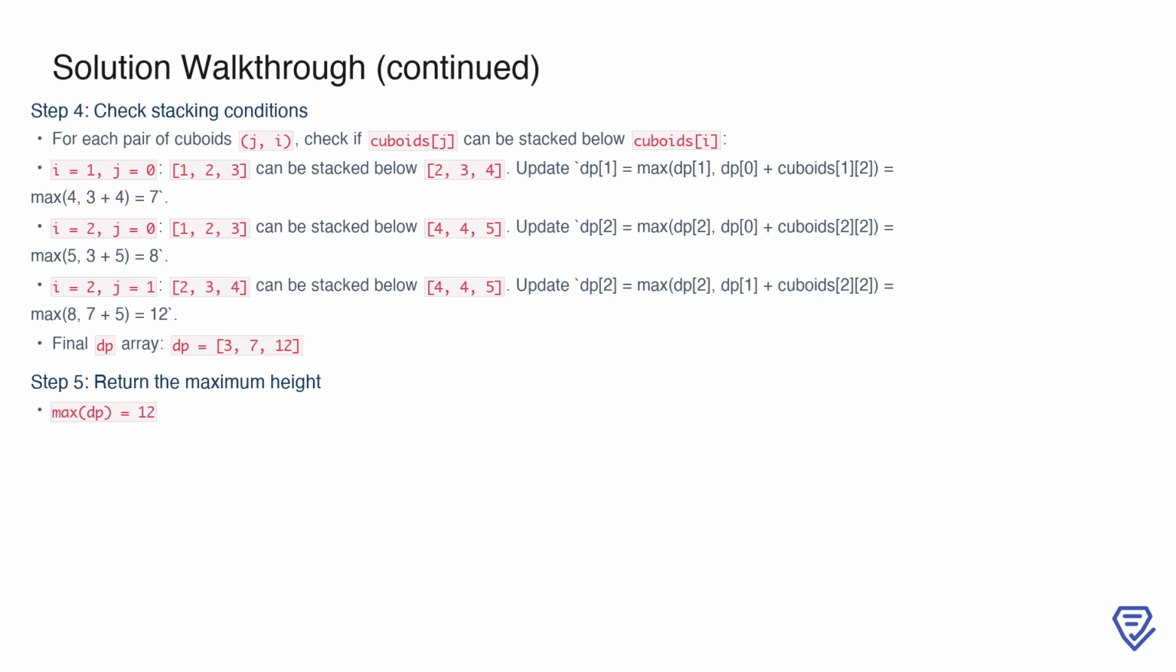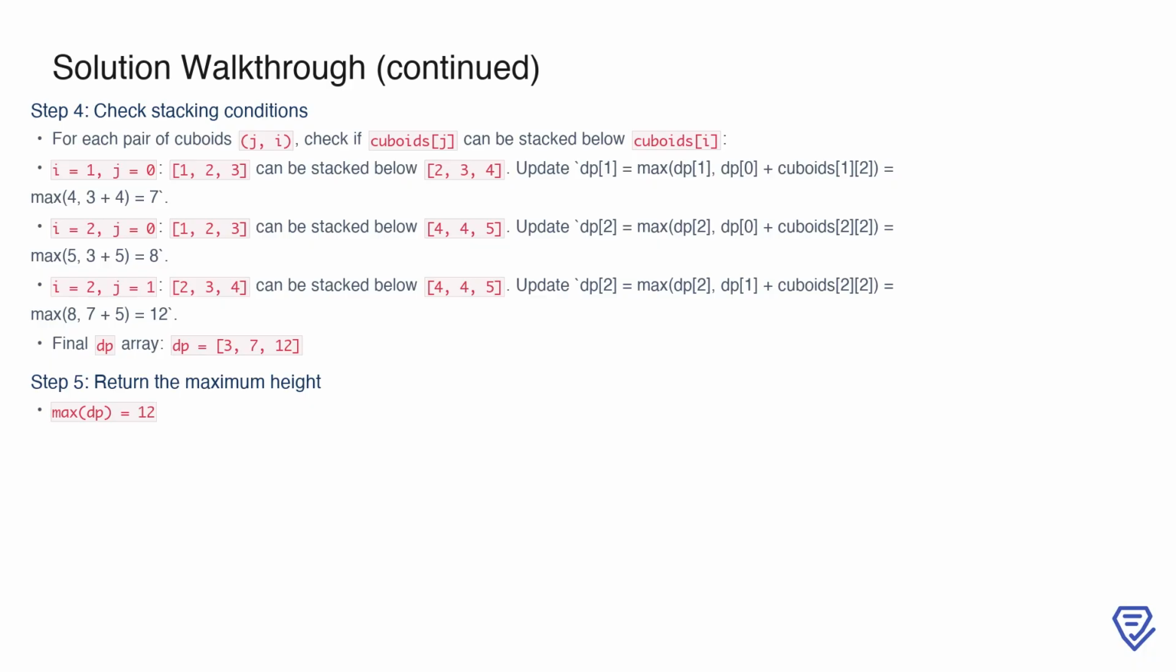For example, when i equals 1 and j equals 0, the cuboid [1, 2, 3] can be stacked below [2, 3, 4], so we update dp[1] equals max(4, 3 plus 4) equals 7. Similarly, for i equals 2 and j equals 0, [1, 2, 3] can be stacked below [4, 4, 5], and dp[2] becomes max(5, 3 plus 5) equals 8. Further, for i equals 2 and j equals 1, [2, 3, 4] can also be stacked below [4, 4, 5], so we update dp[2] equals max(8, 7 plus 5) equals 12. After these updates, the dp array becomes [3, 7, 12], representing the maximum height achievable with each cuboid at the top of the stack.